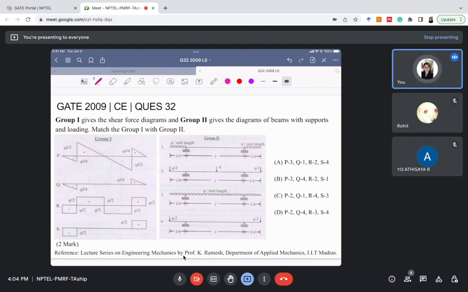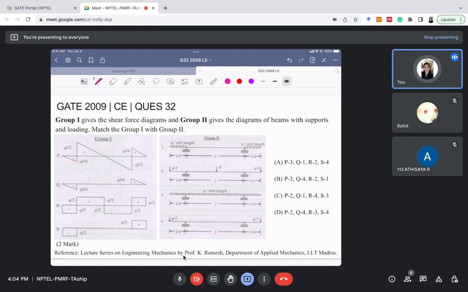In this question, we are given two groups. In group one, there are shear force diagrams, and in group two there are loading diagrams. So we have to match which shear force diagram belongs to which loading diagram. Okay, so this is a reverse problem.